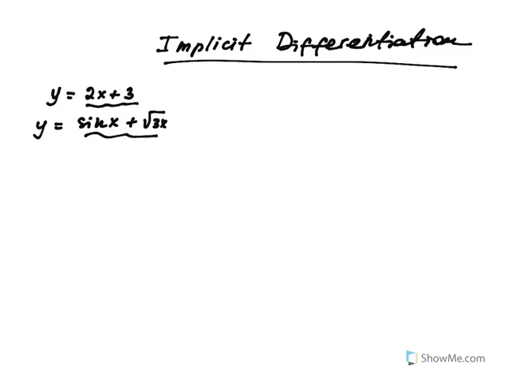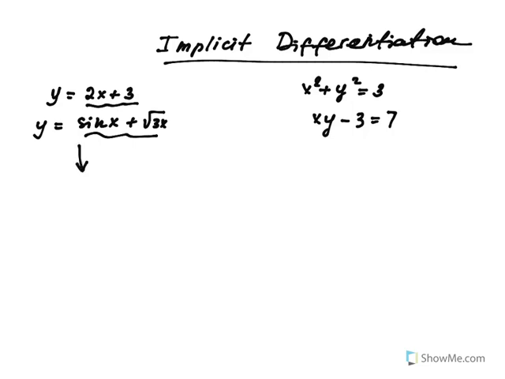Now, that's explicit. Implicit, when you have something like this, for example, x squared plus y squared equals 3, or xy minus 3 equals 7. So that would be the implicit form. Now, in order to find the derivative of your explicit form, that's easy.